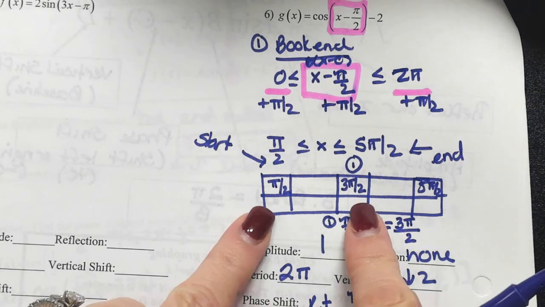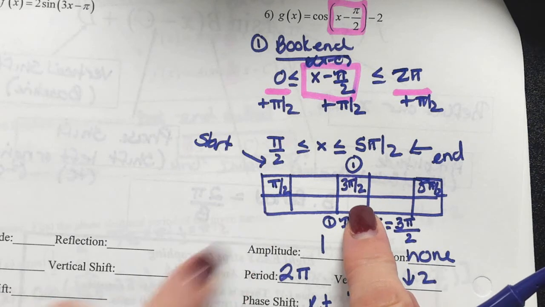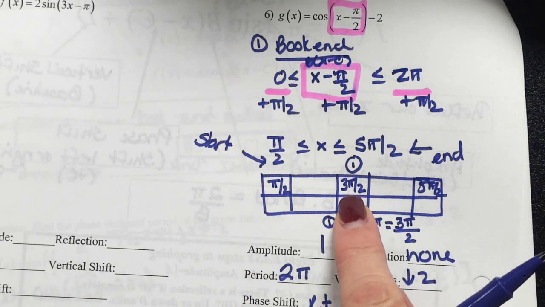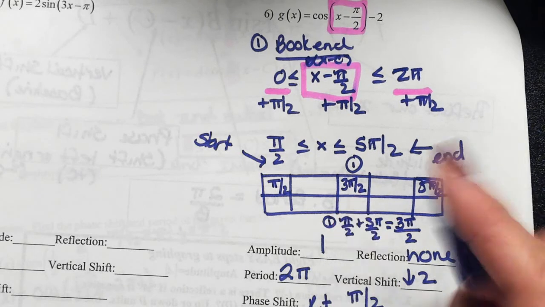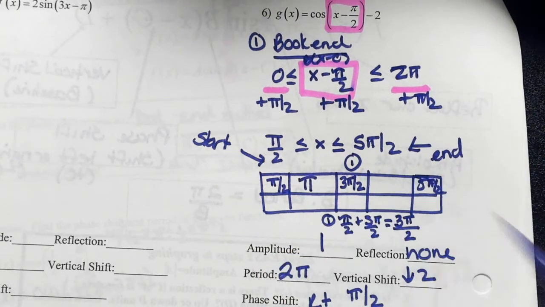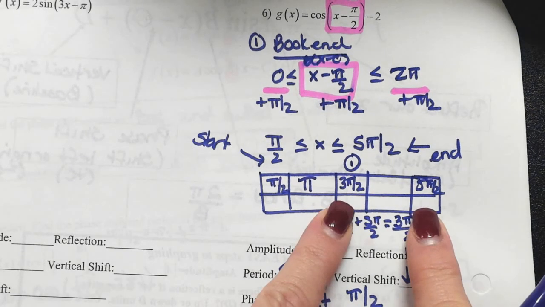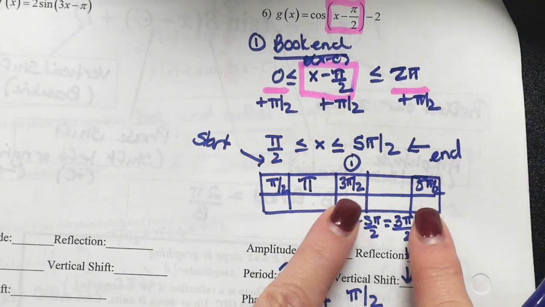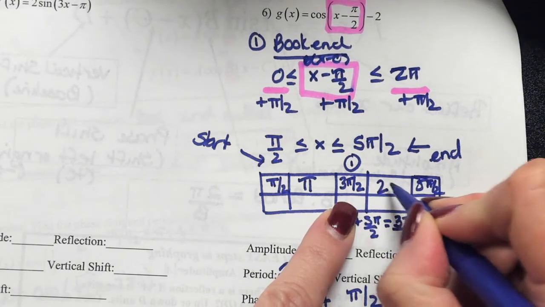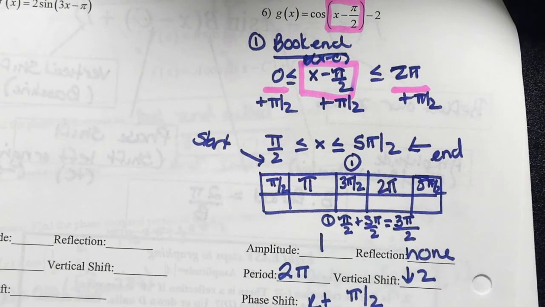So now what's the midpoint between pi over 2 and 3 pi over 2? It's going to be pi over 2 plus 3 pi over 2, which is 4 pi over 2, which is 2 pi. Divided by 2 is just going to give you pi. And then 3 pi over 2 plus 5 pi over 2 is 8 pi over 2, which is 4 pi. Divided by 2, that's going to give you 2 pi. So any questions, guys, on how I found the x-coordinates?